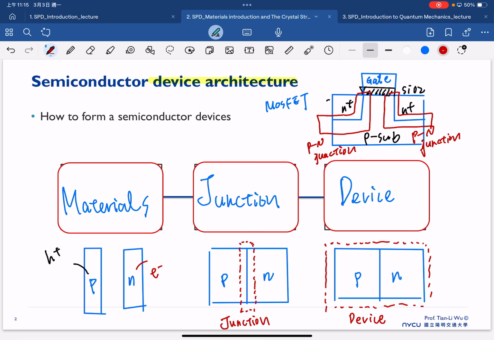So that's why we always start from understanding the PN junction, because in the end, the understanding of the PN junction can help us to understand lots of the parasitic effects and non-ideal effects in the MOSFET. Later, we will also talk about this.